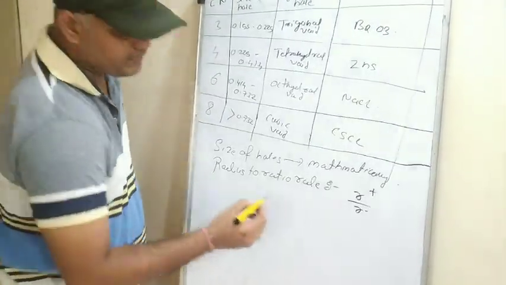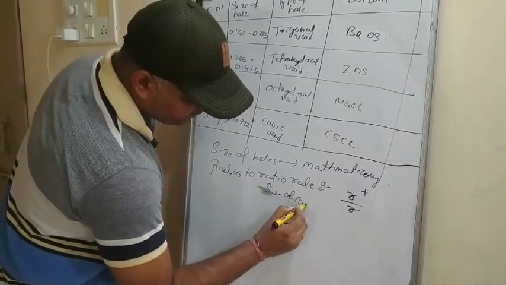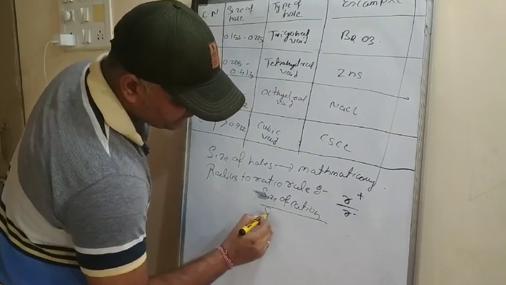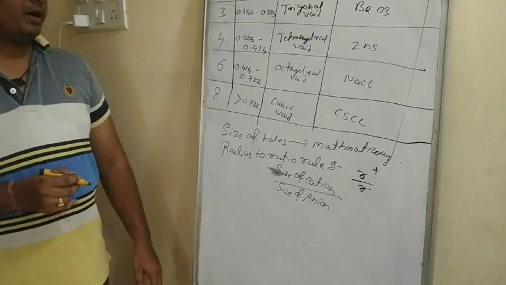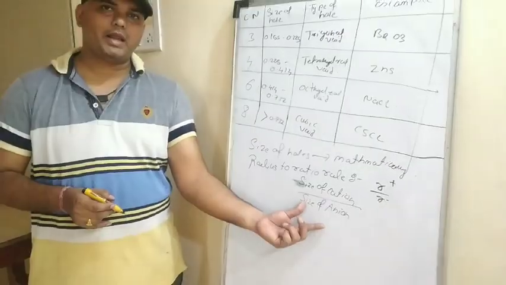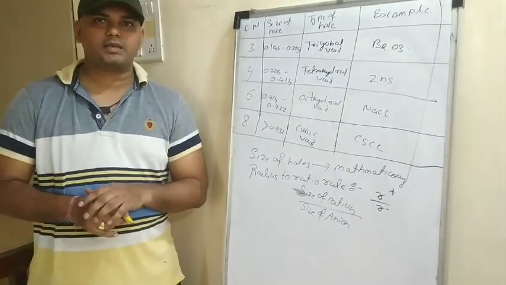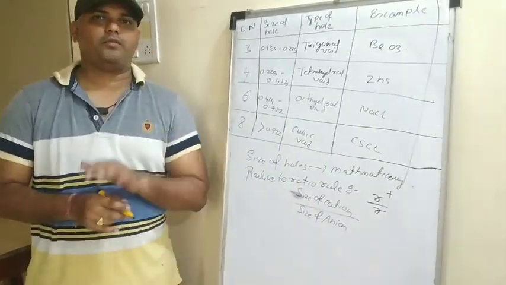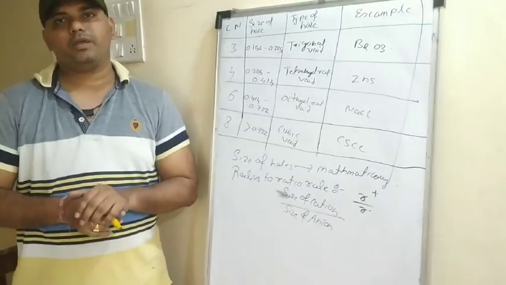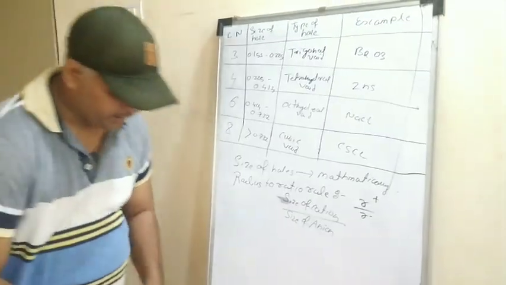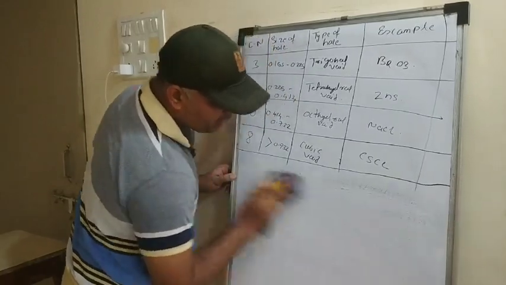Now what is this r+ by r-? Size of the cation divided by size of the anion, right? So this is what is called the formula for the radius ratio rule. r+ by r-, that is the size of the cation by the size of the anion. By using this formula, we can calculate the coordination number as well as the sizes of the anion and the cation, right? I hope that you have understood this. So let's do the calculation. We'll take one problem.